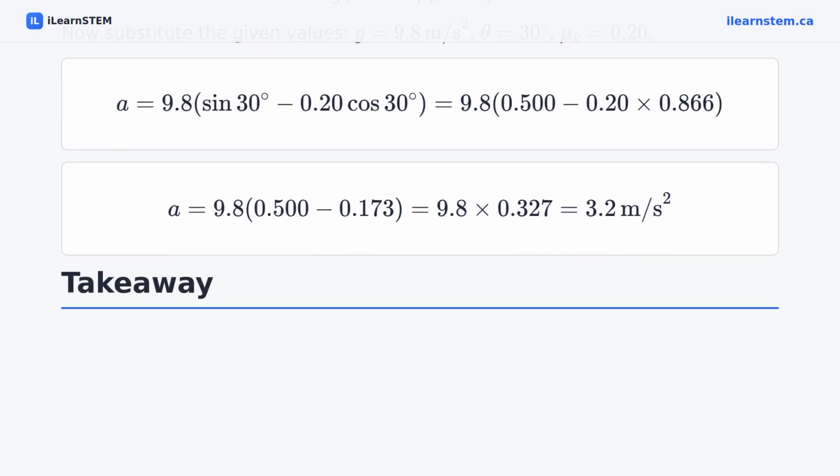The acceleration down an incline with friction is a equals g times (sin θ minus μk cos θ).